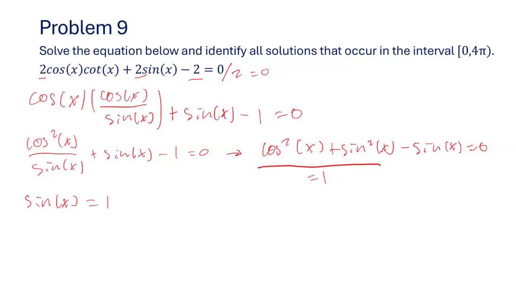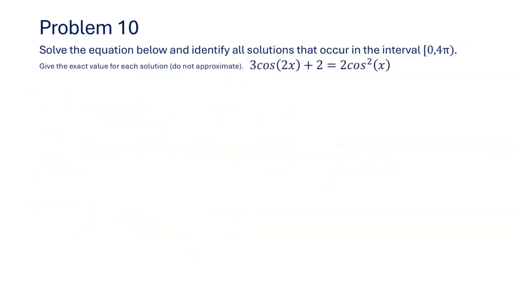Now, this is a lot more manageable to solve. We take the inverse sine of both sides to get our angle, which equals, on the interval of 0 to 4 pi, inverse sine of 1 is pi over 2, and 5 pi over 2, right? Yeah. And 5 pi over 2.